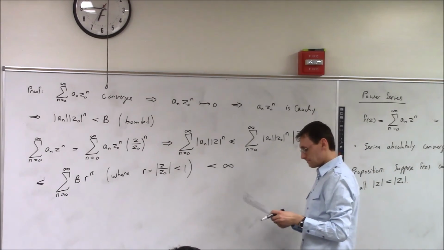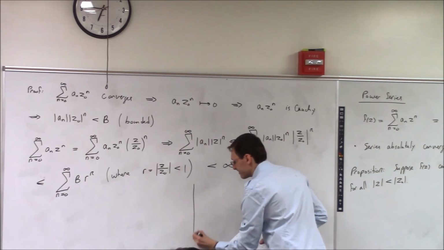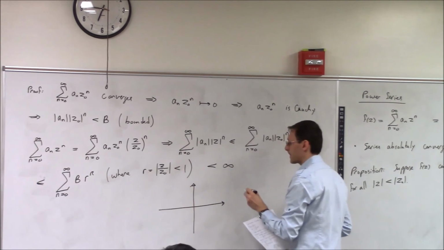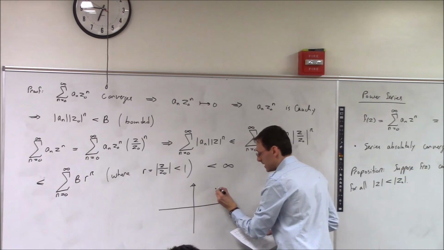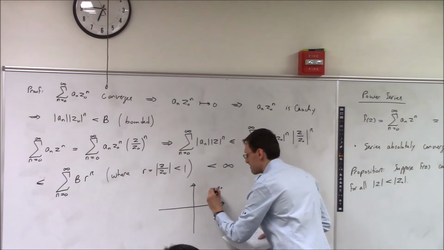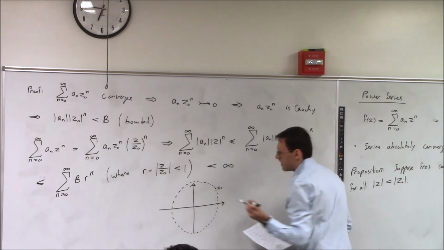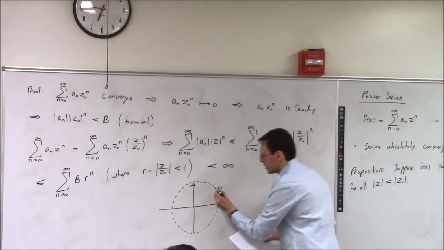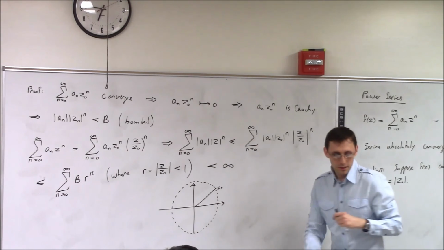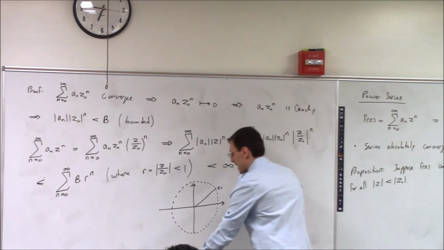Okay? So this is actually pretty interesting because what is this saying? This is saying that if I have a point z0 at which I know convergence occurs, then anywhere inside of the circle whose radius is the modulus of z0, anywhere on the inside, I have absolute convergence. Right? If I converge at this point, everywhere on the inside I have absolute convergence.